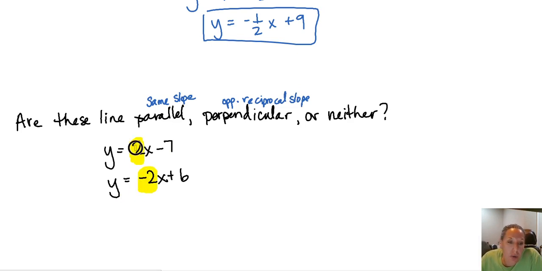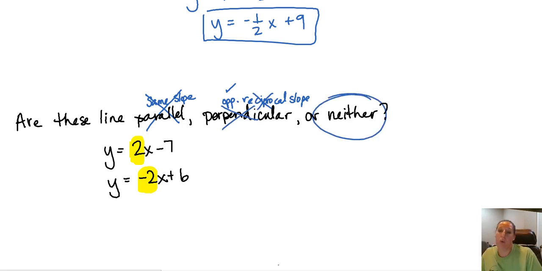So we're looking at 2 and negative 2. Well, those aren't the same number. One's positive, one's negative, so we know that it can't be parallel. Perpendicular, they're opposite, so that part's right, but reciprocal means that we're going to flip it. So just like we saw in the previous example, if we have a slope of 2, then the opposite reciprocal will be -1/2, not -2. So we don't have the reciprocal, so it can't be perpendicular. These two lines are neither parallel or perpendicular.